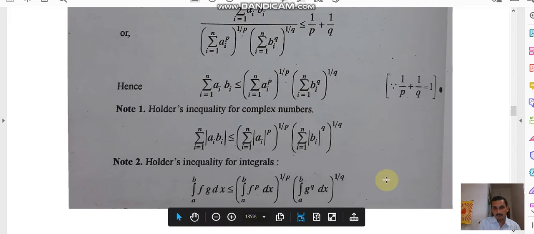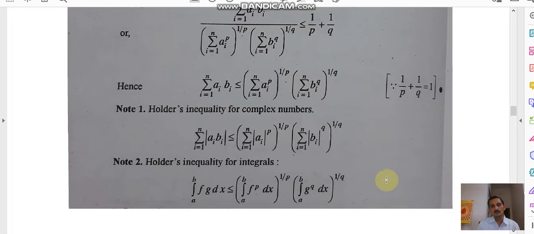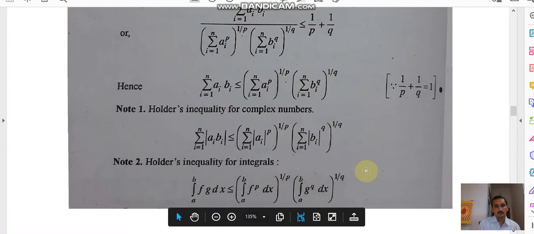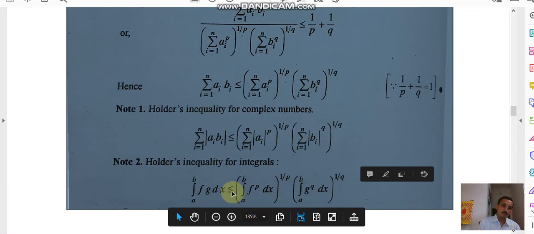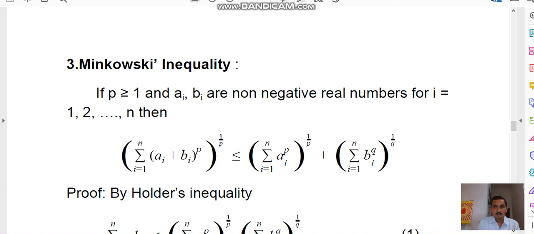And if instead of discrete values we are having continuous values, then this inequality can be obtained in terms of integrals. So the Holder inequality in terms of integrals is like this one: the integral from a to b of fg dx is less than or equal to the integral from a to b.